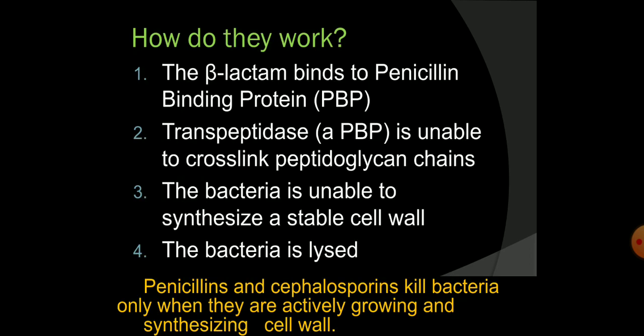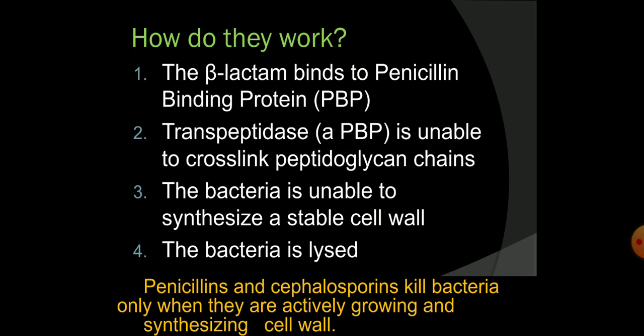How do they work? Precisely, the beta-lactam binds to the penicillin binding protein. Transpeptidase is unable to cross-link the peptidoglycan chains. The bacteria is unable to synthesize a stable cell wall, and the bacteria ultimately lyse due to osmotic pressure. Penicillins and cephalosporins kill bacteria only when they are actively growing and synthesizing cell wall. Otherwise, these drugs are going to be ineffective.